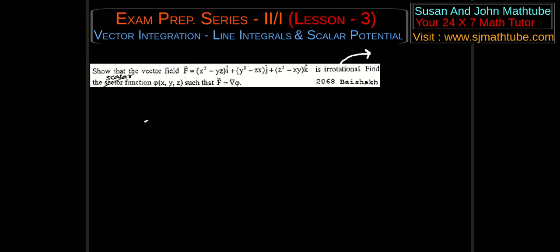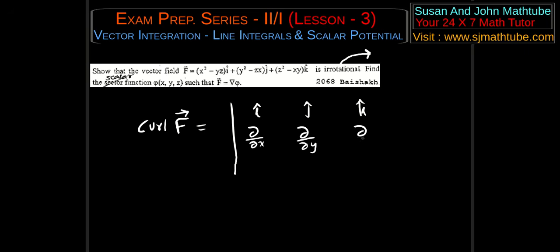So all you have to do is find curl F. And I hope you remember the formula for curl F. That is the determinant with i, j, k, and the partials. So partial with respect to x, partial with respect to y, partial with respect to z, and the coefficients: x square minus yz, y square minus zx, and z square minus xy. So just evaluate the determinant, just like you did in the last semester.